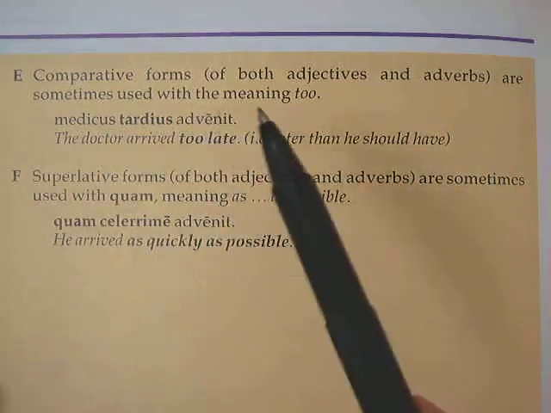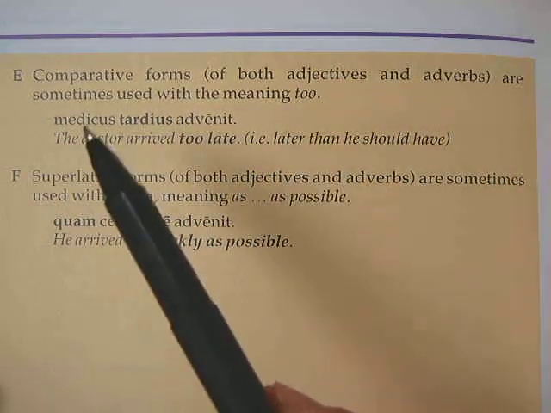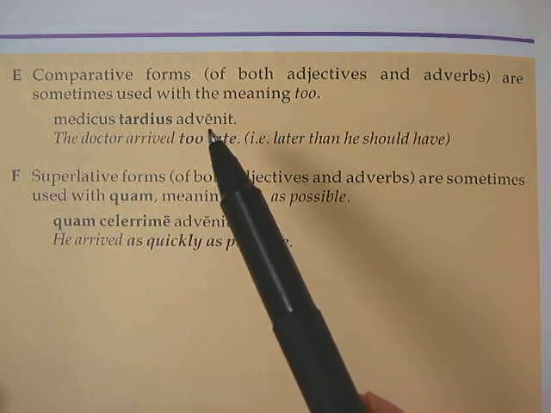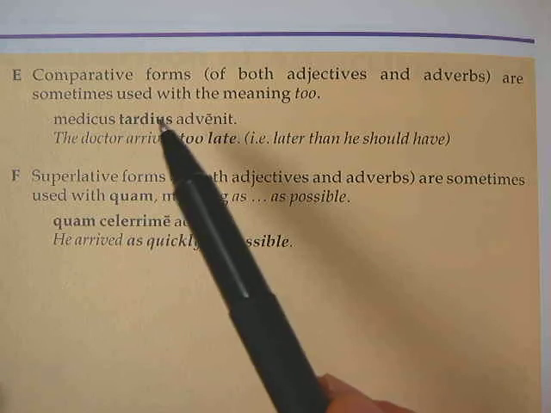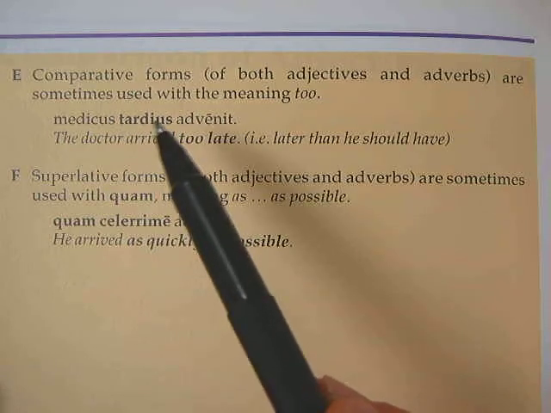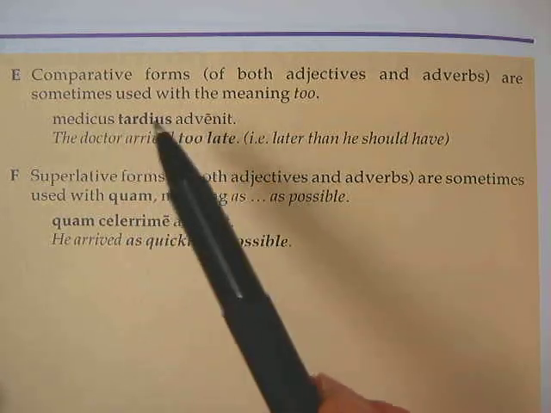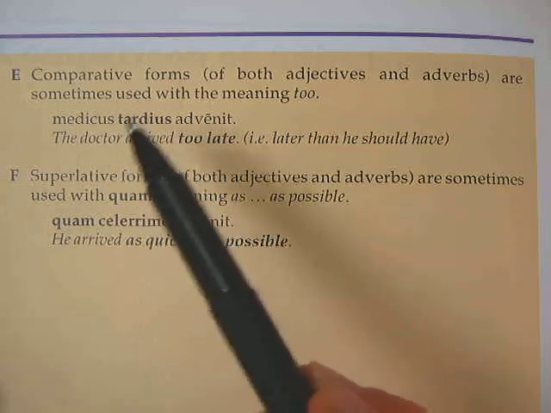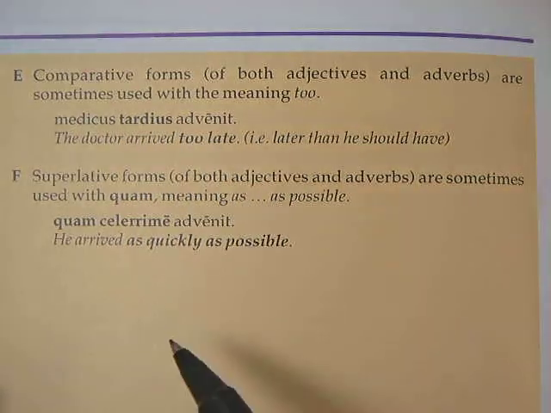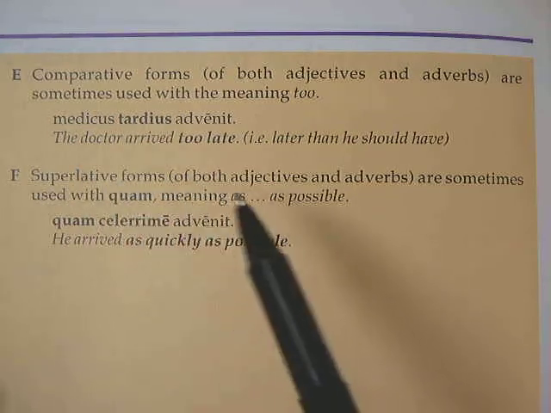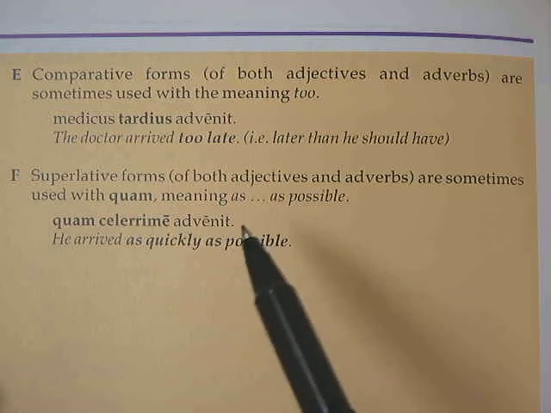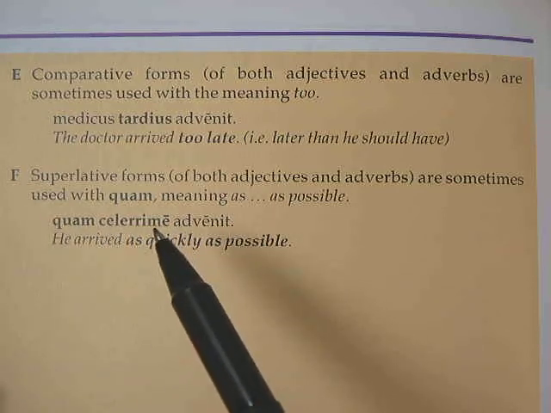And there's a couple other things here. It says comparative forms of both adjectives and adverbs are sometimes used with the meaning to, meaning too. Medicus tardius advenit. So this is more late. The doctor came more late, but what it means is too late. Like rather late, too late.